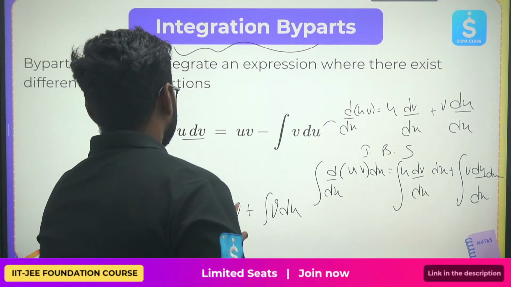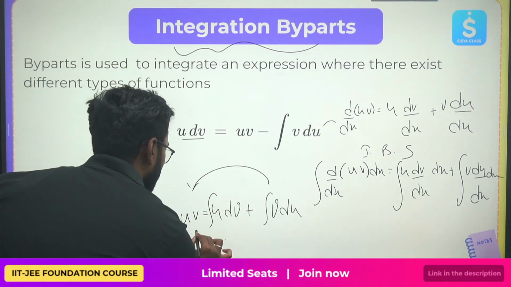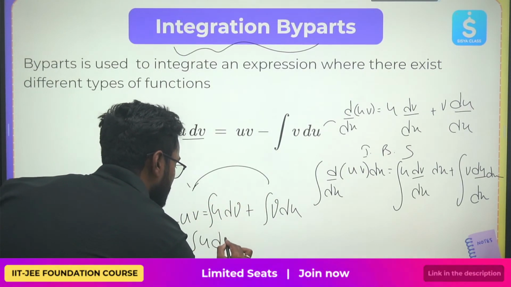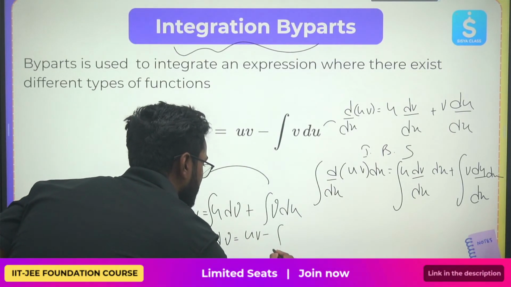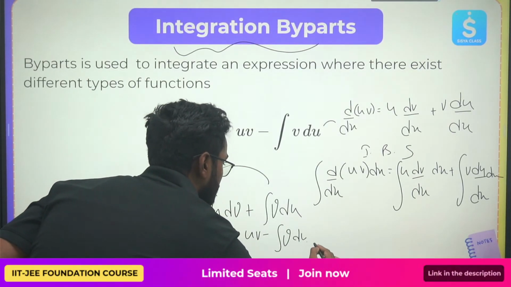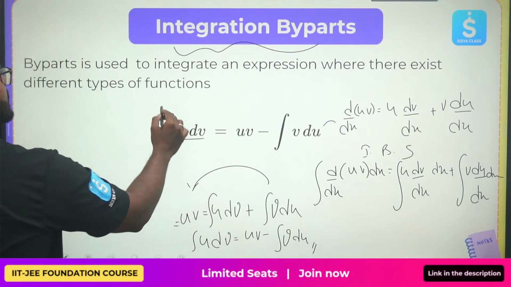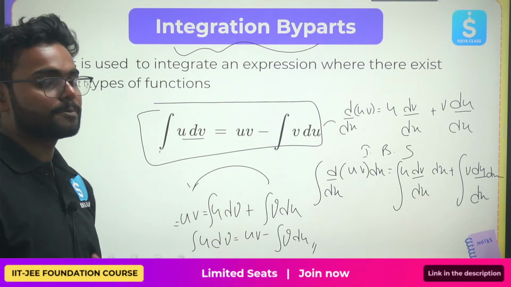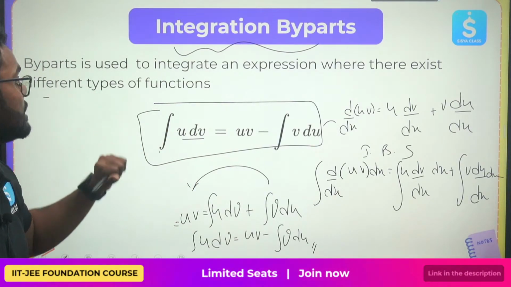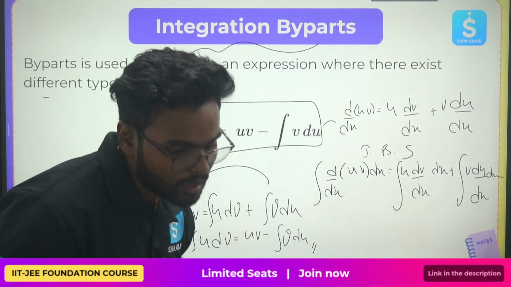Right now, if we keep this and take this to the other side, it should be integral of u dv is equal to uv minus integral of v du. Now, where do we use this? It is used to integrate expressions where there exist different types of functions, if you have two or more functions.